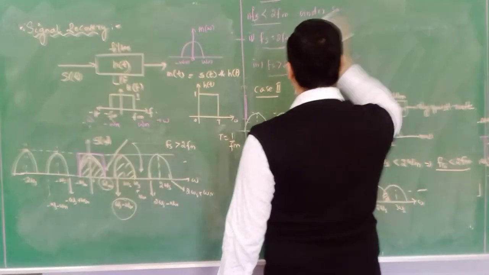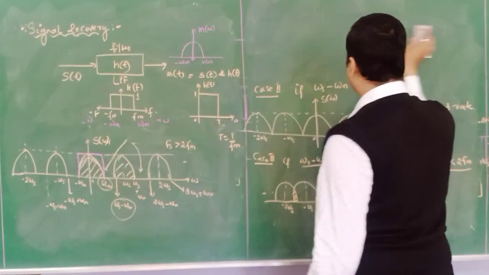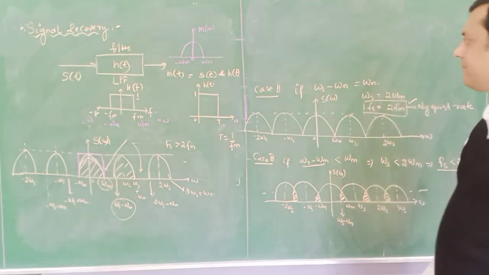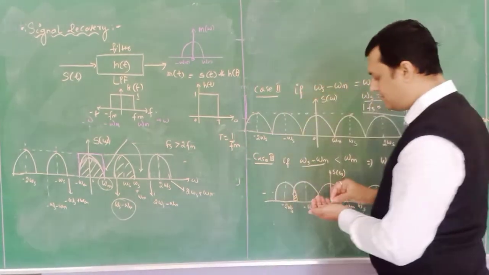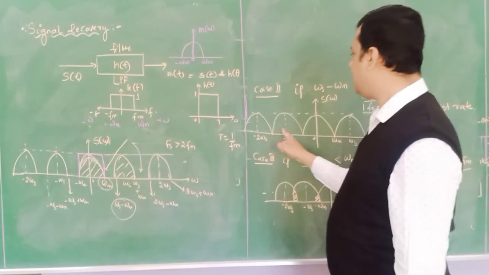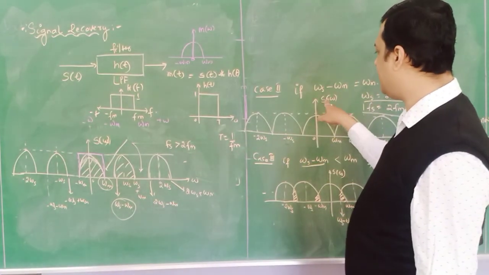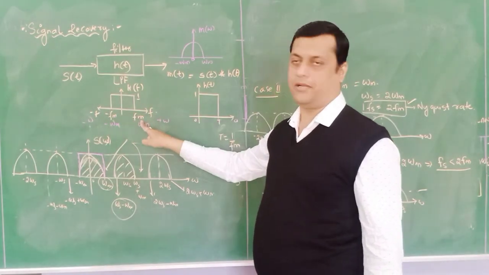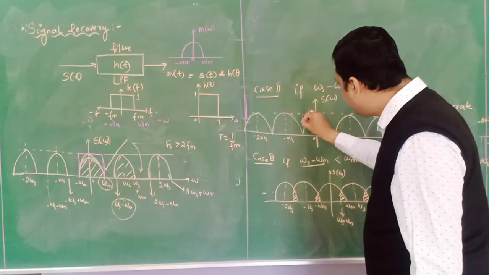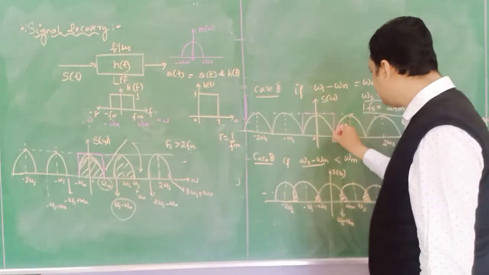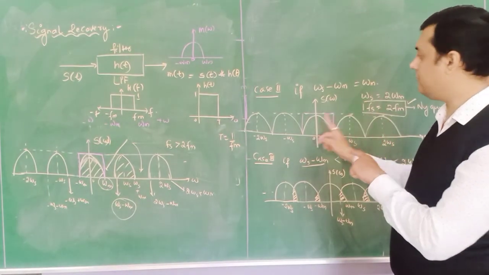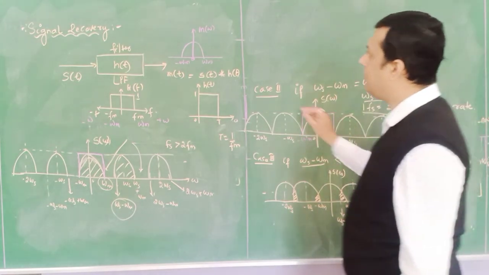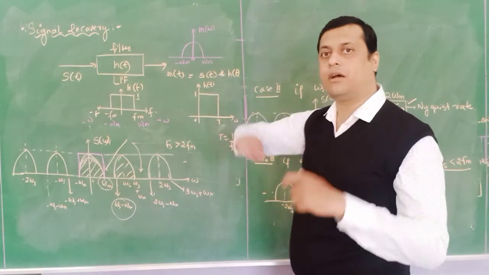Similarly, now if I consider the critical case, critical means Fs is equal to 2 Fm. In this case, this particular response is at the Nyquist rate. Now this sample enters the filter. The filter response is minus Fm to plus Fm. So here you can see it will identify this particular point without considering the next spectrum, only minus omega m to omega m. Then also our output will look like this, that means without any interference.